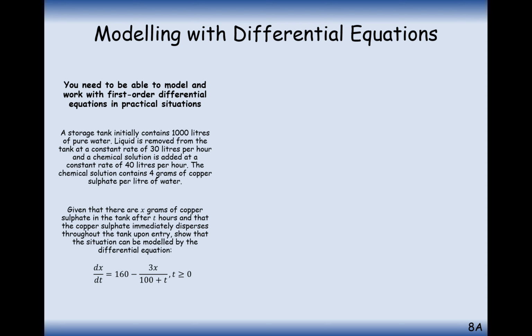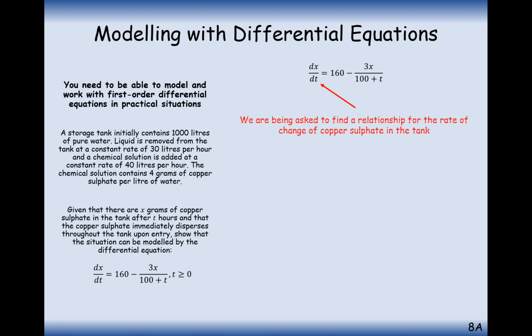Okay, so we need to work out where all of these things have come from and give a good explanation as to how we convert this situation into this differential equation. So this is what we're looking to show. dx by dt here is representing the rate of change of the amount of copper sulfate in the tank every hour. It's the rate at which that's changing. So we're asked to find the relationship for the rate of change of copper sulfate in the tank.